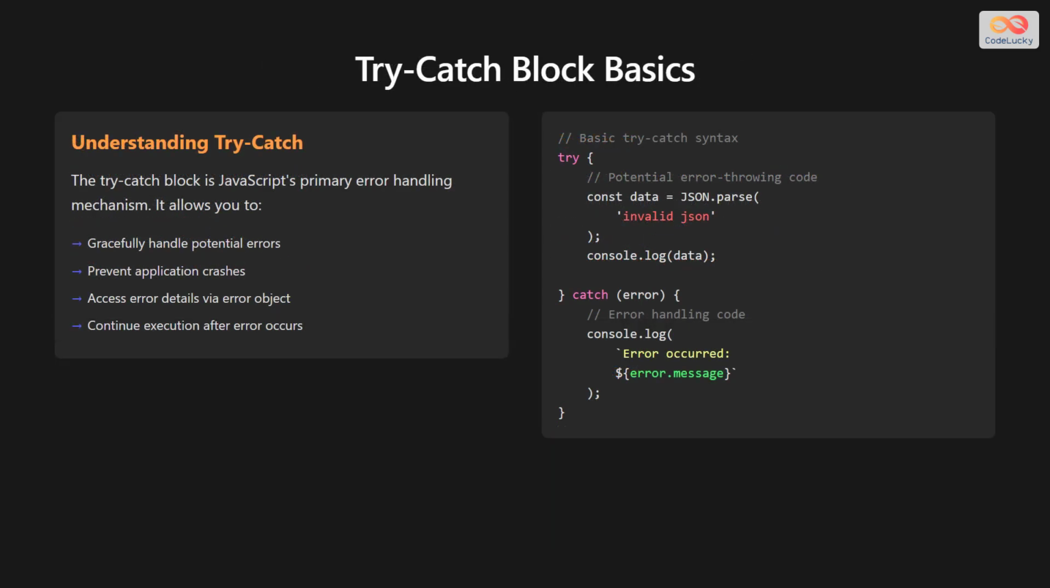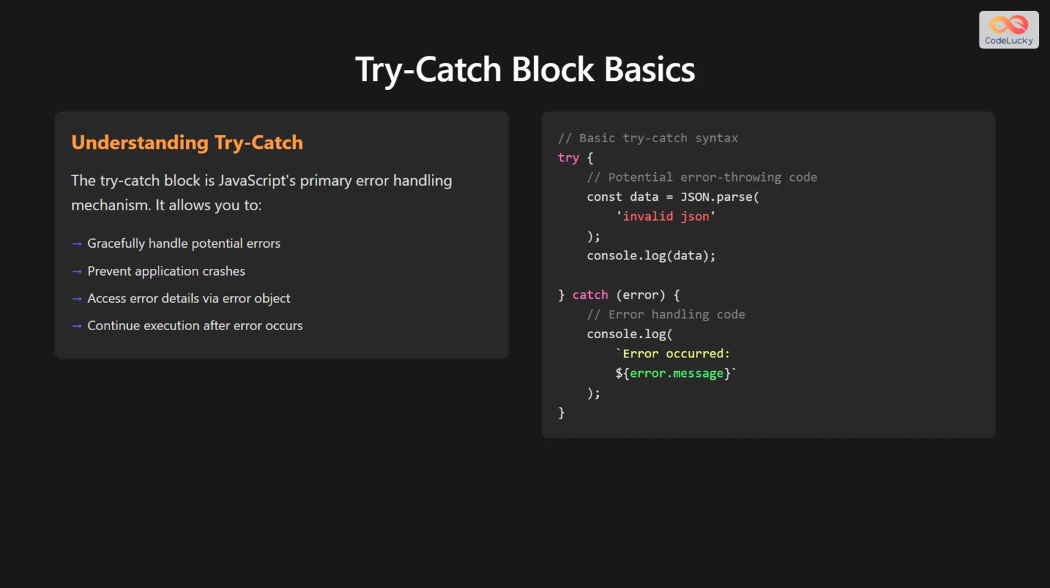The try-catch block is JavaScript's way of handling errors. It allows you to deal with potential problems in your code, prevent your application from crashing, get details about errors, and continue running your code even if an error happens.